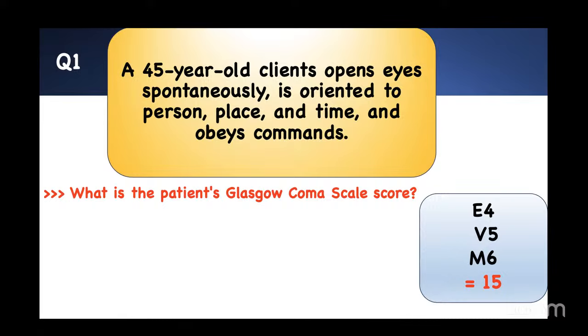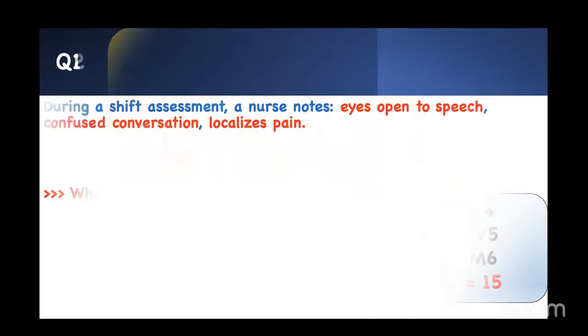And then what is the verbal, right? Patient is oriented, right? It's not confused. Oriented to place and time, so the patient can get the full verbal score of 5. And then obeys command, that's the motor. It gets 6. So a total of 15. This is the way the question would be. Now, let's look at another question.